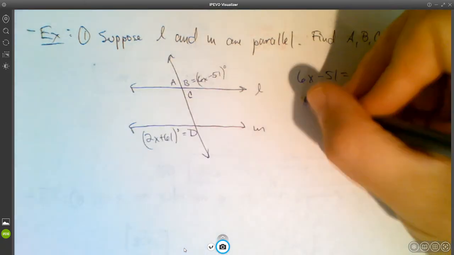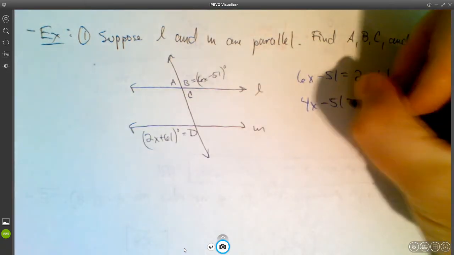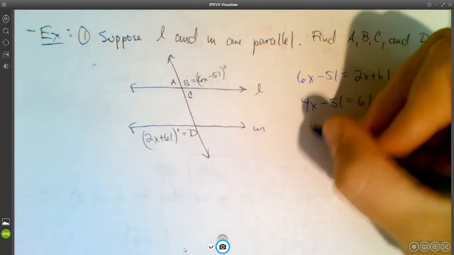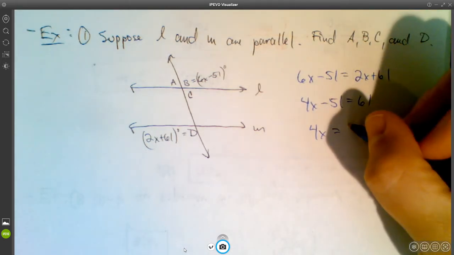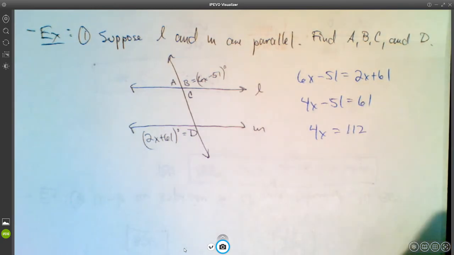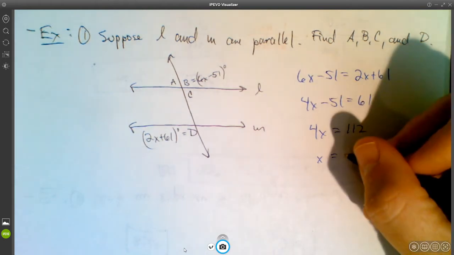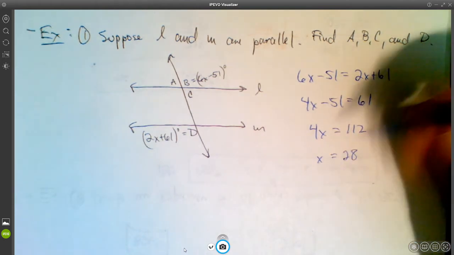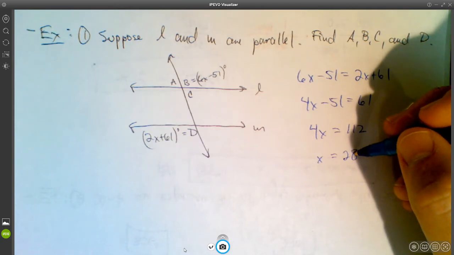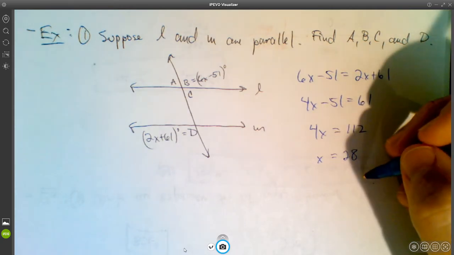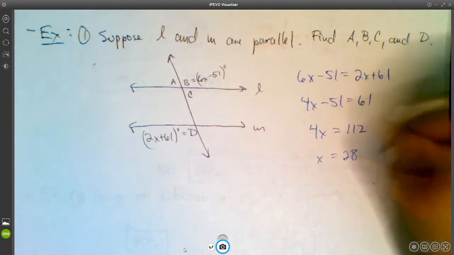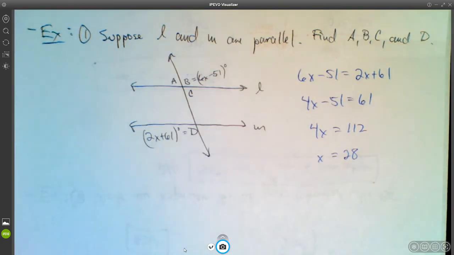So I can subtract the 2x and then add the 51, 112, and then divide by 4. What do we get? 28, I think. 4 times 8 is 32, 38, 19. Yep. So x is 28.